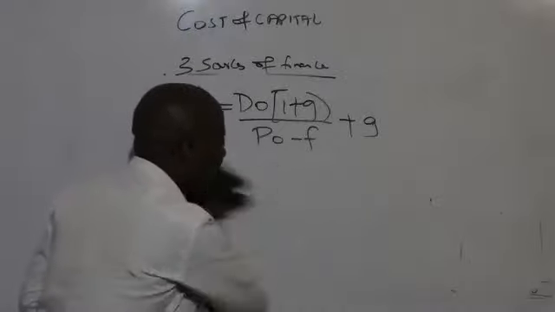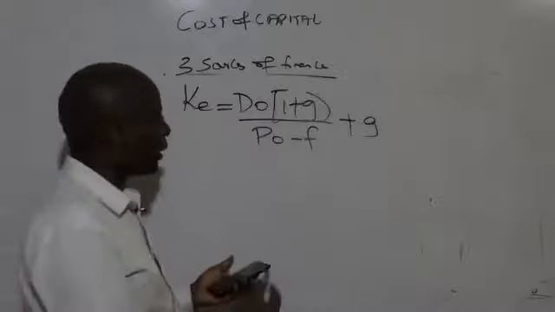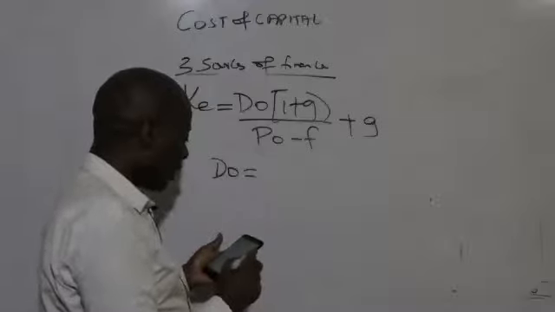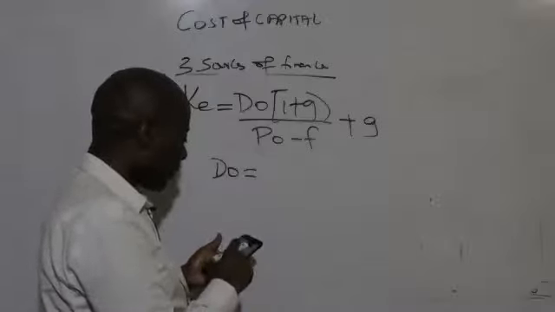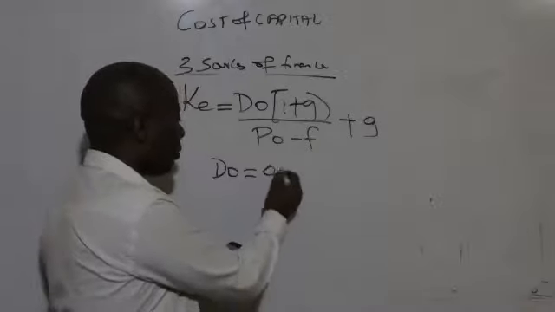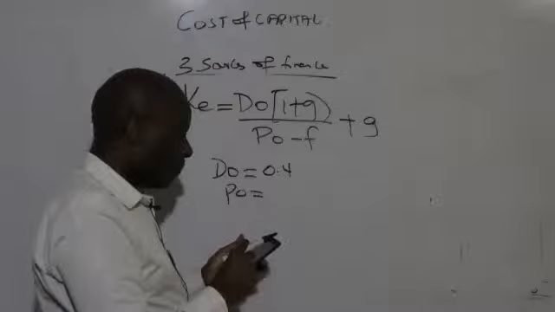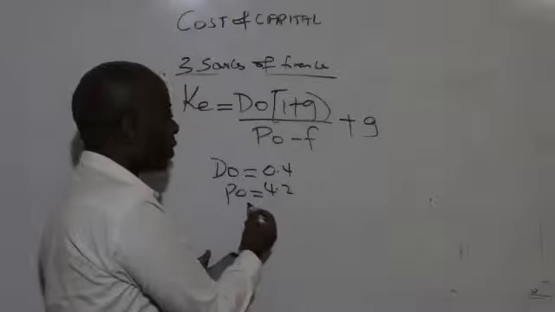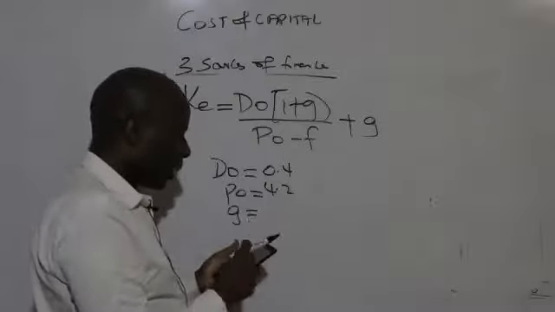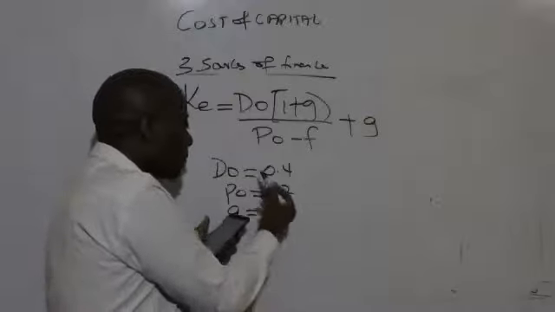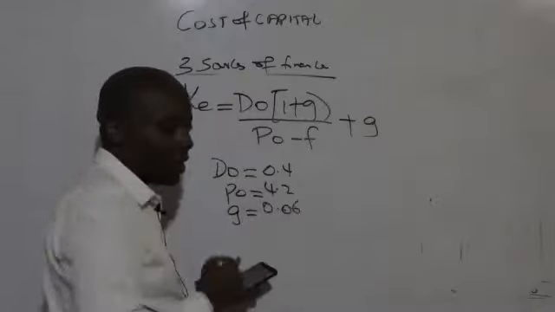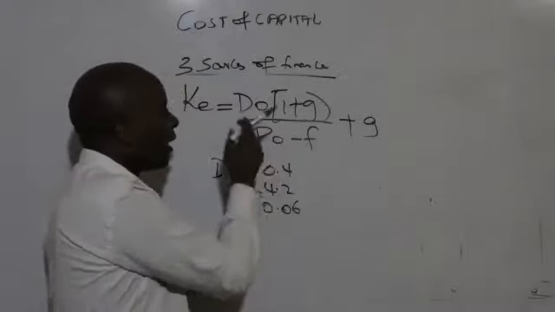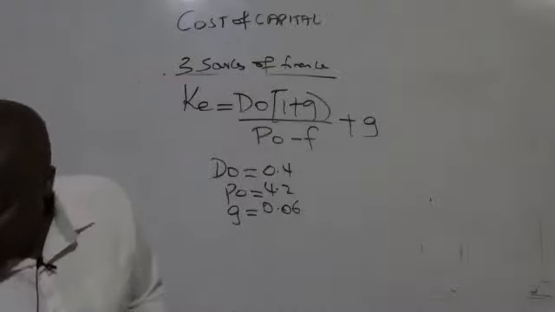Quite easy. Ladies and gentlemen, these people have given us our D0. They have told us that the dividend which has just been paid is 0.4. And then we have our P0, which happens to be 4.2. These guys have given us the growth rate, they're telling us 6%. 6% is the same as 0.06. So come and plug the figures in here.